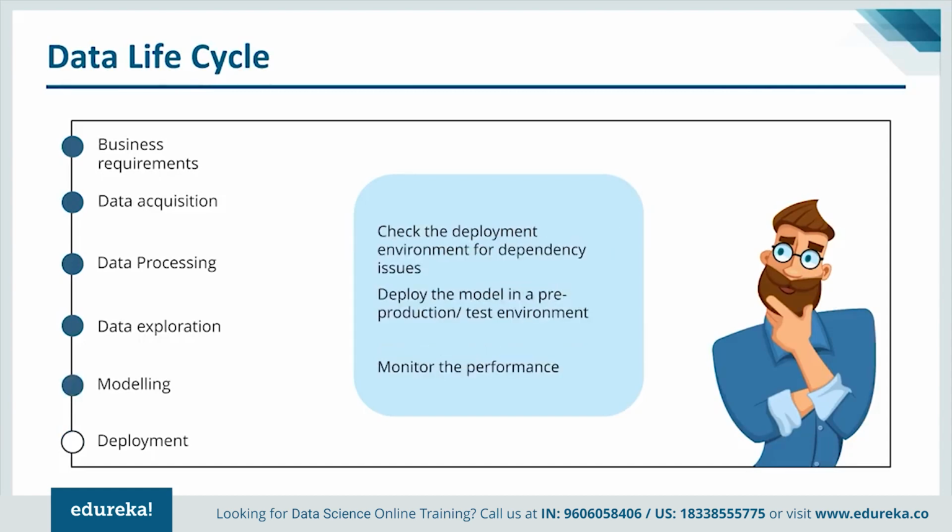Next, we have deployment. So guys, the goal of this stage is to deploy the model into a production or maybe a production-like environment. This is basically done for final user acceptance, and the users have to validate the performance of the models, and if there are any issues with the model or any issues with the algorithm, then they have to be fixed in this stage. So guys, with this we come to the end of the data life cycle. I hope this was clear.